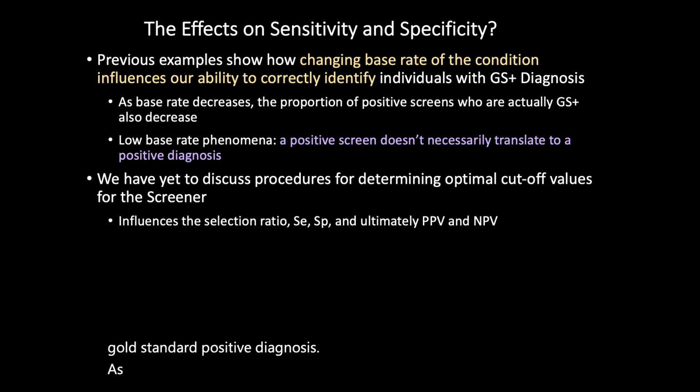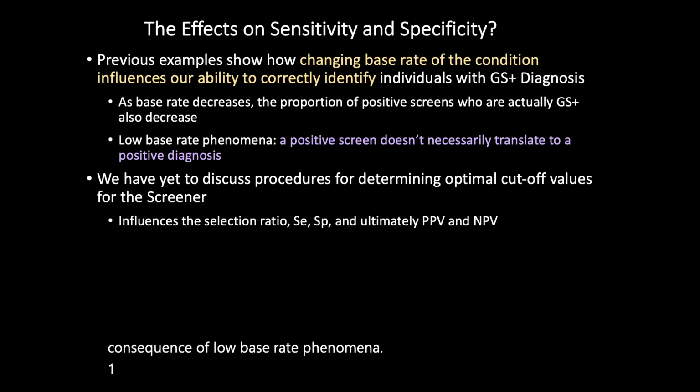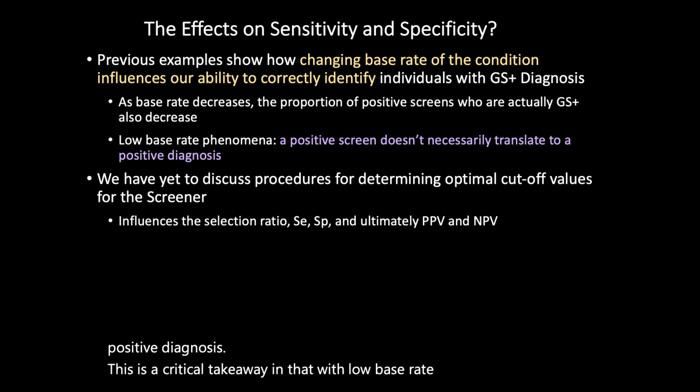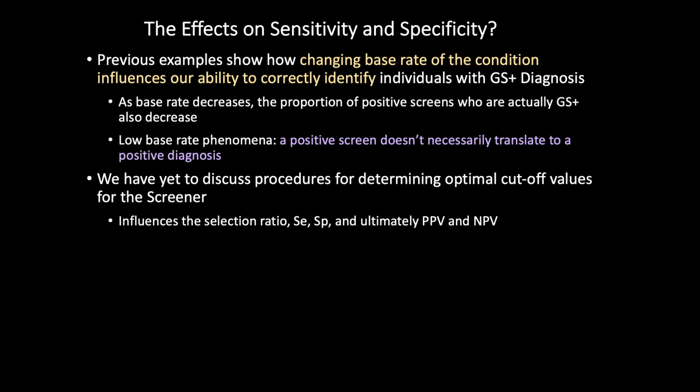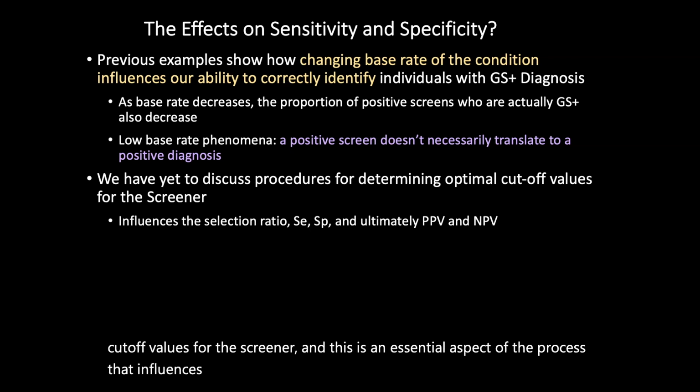As the base rate decreases, so does the proportion of positive screens who are actually gold standard positive. This is a direct and sometimes troubling consequence of low base rate phenomena. One low base rate challenge is that a positive screen does not equal a positive diagnosis. This is a critical takeaway in that with low base rate phenomena, a positive screen does not necessarily translate to a positive diagnosis, and the rarer the condition, the more complex our task becomes. We've yet to discuss the nuanced procedures for determining optimal cutoff values for the screener, and this is an essential aspect of the process that influences selection ratios, sensitivity, specificity, and ultimately the PPV and NPV.